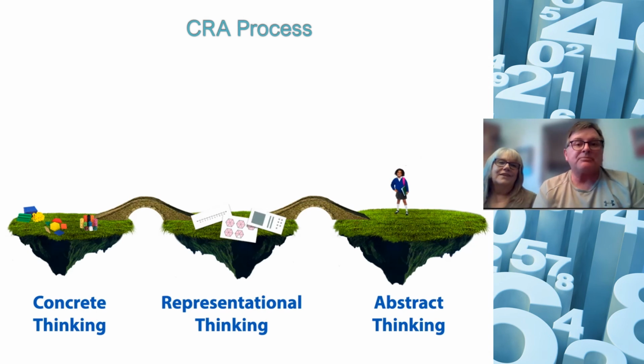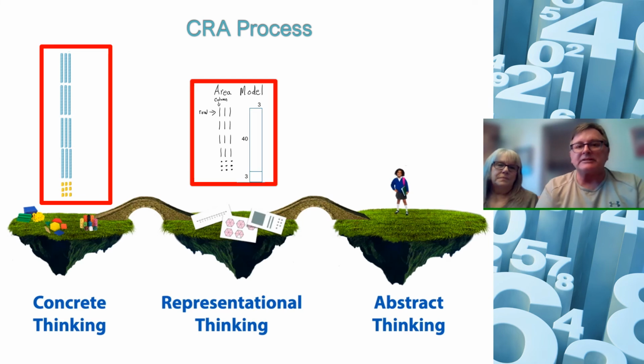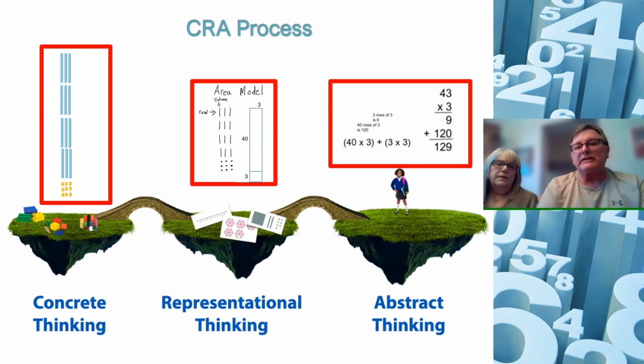So to recap the CRA process, we begin with concrete thinking, like for example, the base 10 blocks, moving to representational thinking where you see an exact duplicate copy of those base 10 blocks, then moving to an open array, which then leads to the distributive property. And as we had spoken earlier, if students are coming in using the standard algorithm, they need to have understanding. It needs to be deeply rooted in conceptual understanding. We need to help them make sense of it.